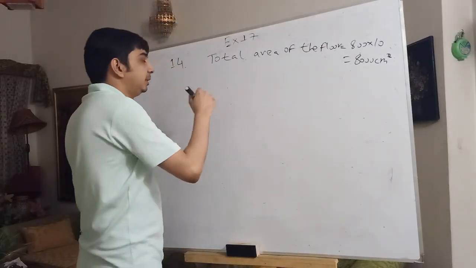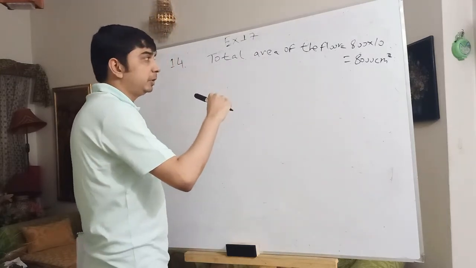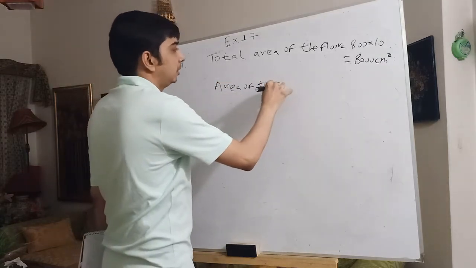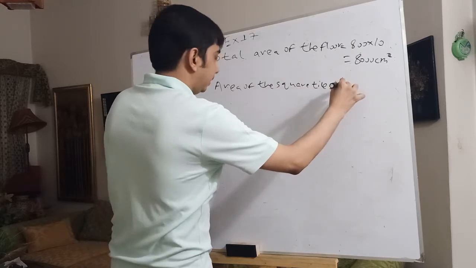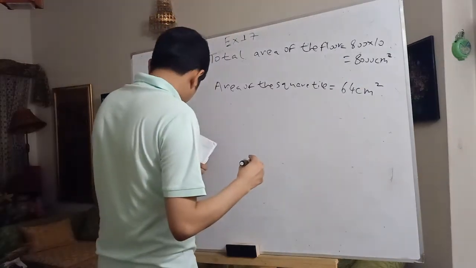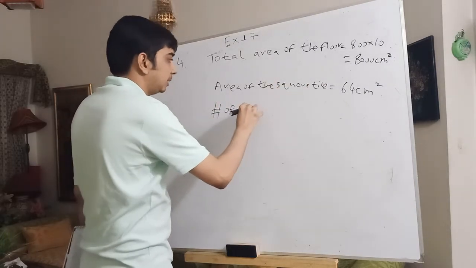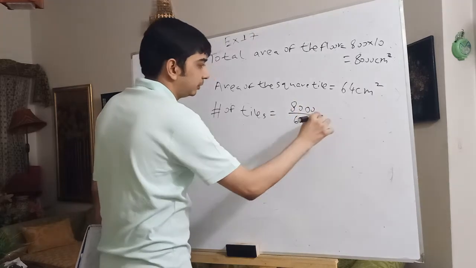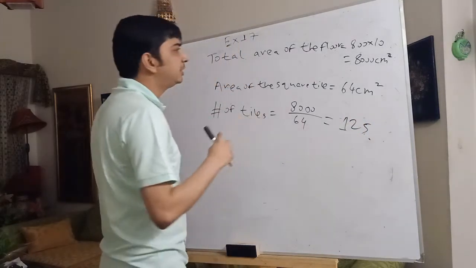Now you have some other tiles. So there are square tiles. So its side is 8 centimeters. So the area of a tile is 8 square, so it is 64 centimeters square. Okay. So the number of tiles that is going to be needed of this type is going to be 8000 divided by 64. So it's going to be 125. Okay, so relatively simple sum.